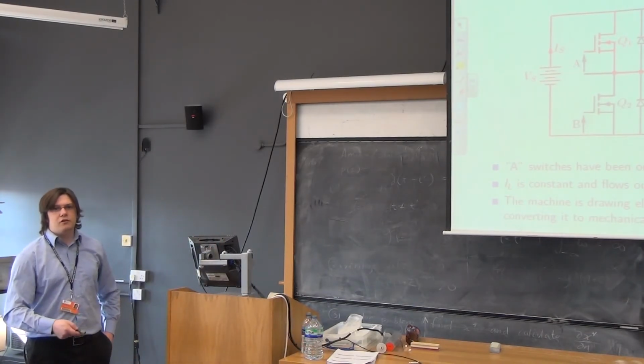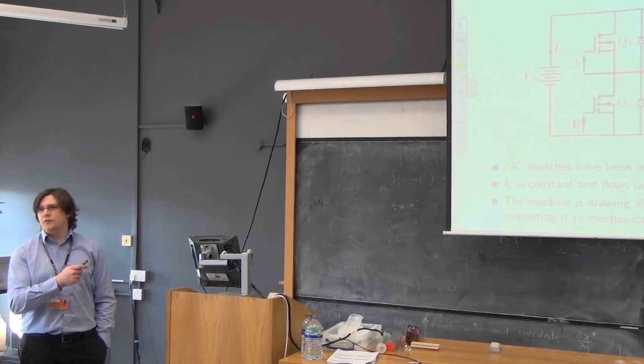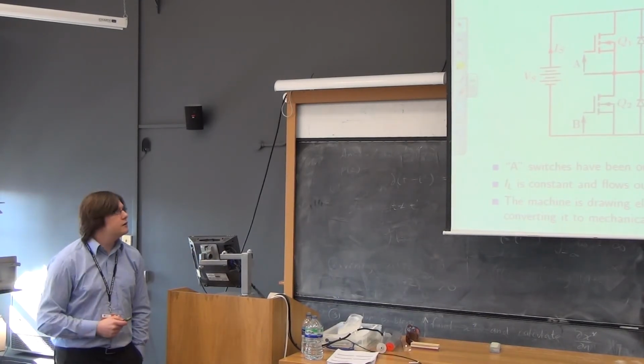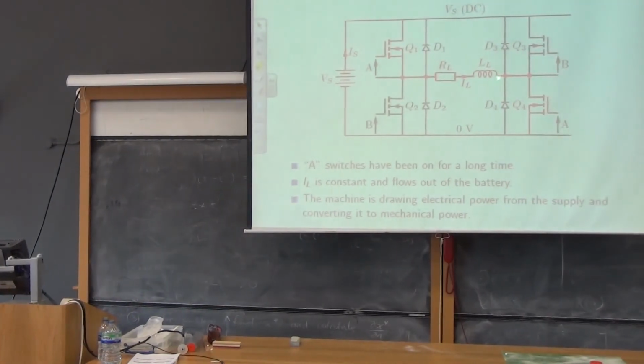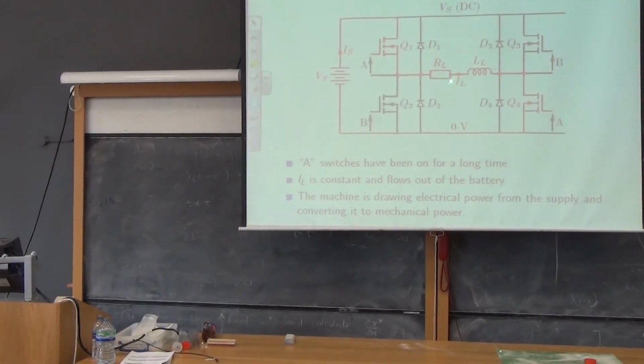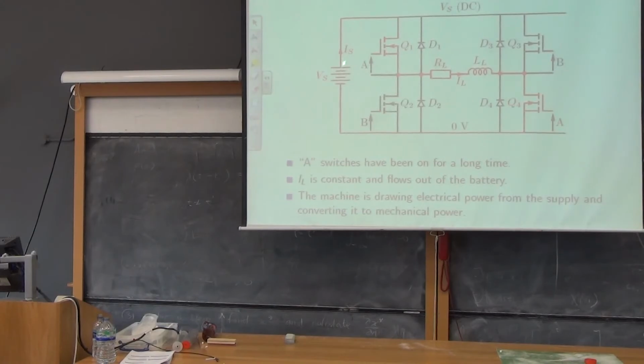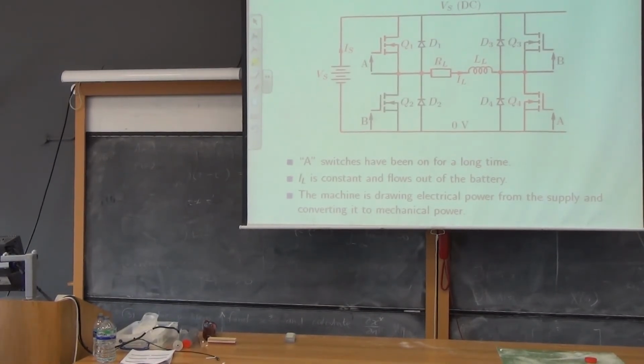And I know you haven't got coloured in notes, but if you download them from the teaching resources, they are in colour. So a current flows out of the supply through A, through the load, from right to left, through the other A switch and back into the supply. So this could be the motor spinning clockwise, for example.